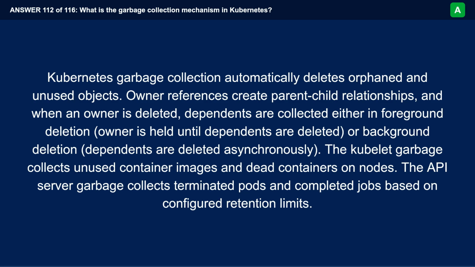The kubelet garbage collects unused container images and dead containers on nodes. The API server garbage collects terminated pods and completed jobs based on configured retention limits.